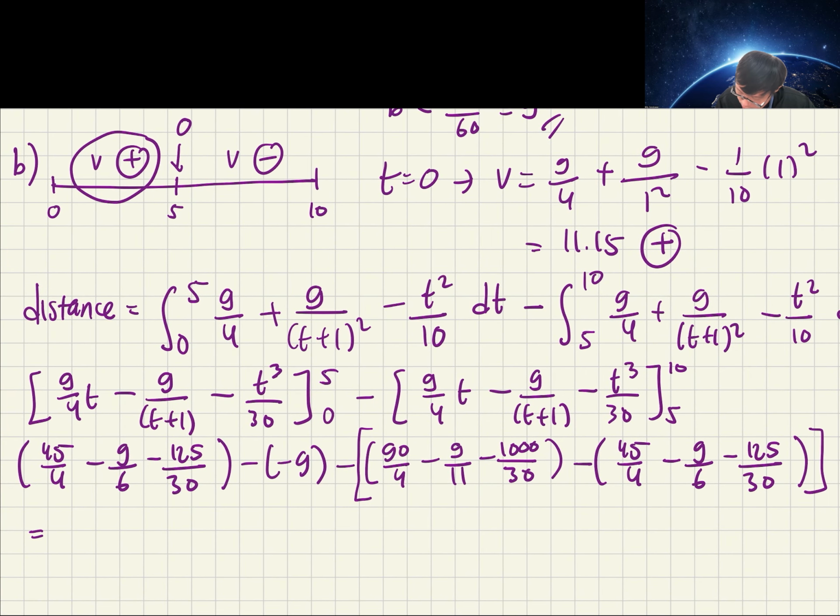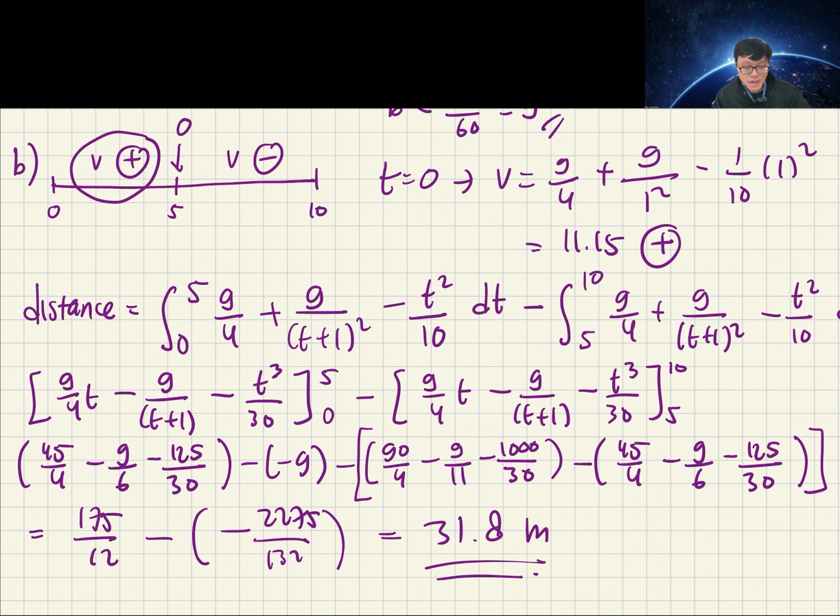The first one, you will get 175 over 12, minus the second integral. You will get minus 2275 over 132. And then when you add them, you will get 31.8 meters. So that's how you find the distance. You have to know when the velocity is positive and when velocity is negative. Whenever the velocity is negative, the integral is negative, so you put a negative before the integral to make it positive.